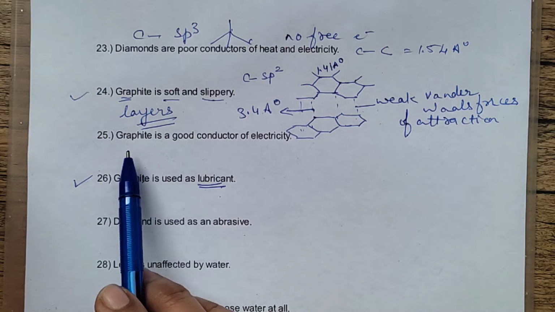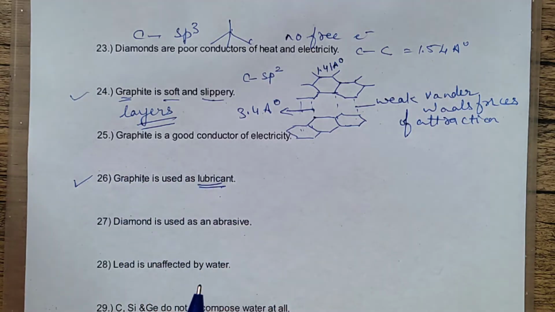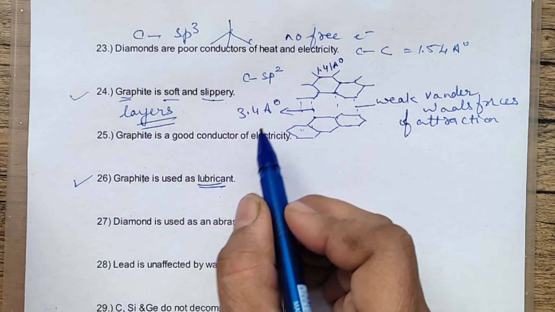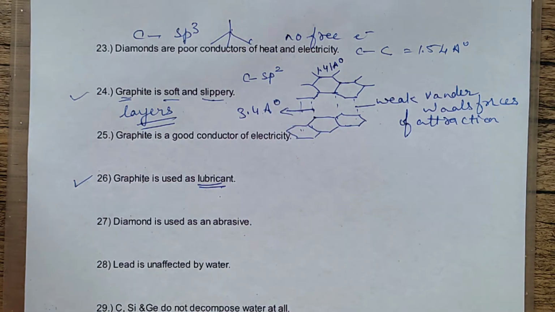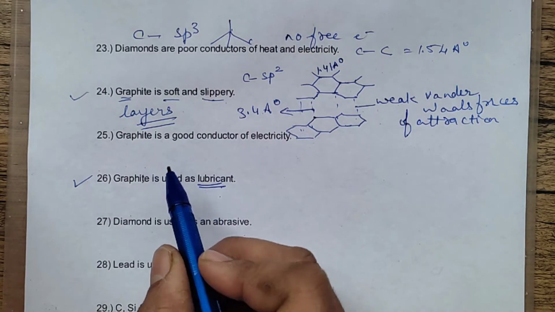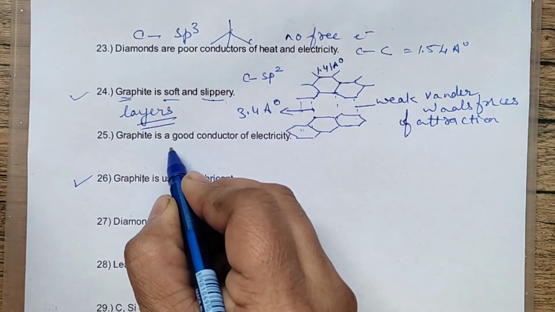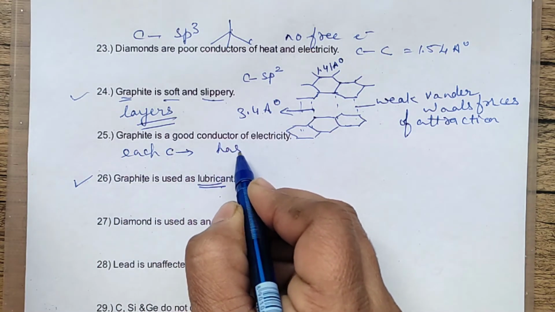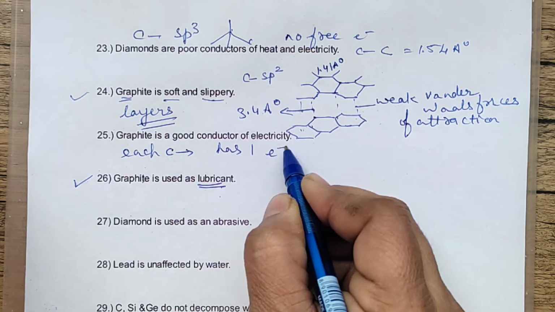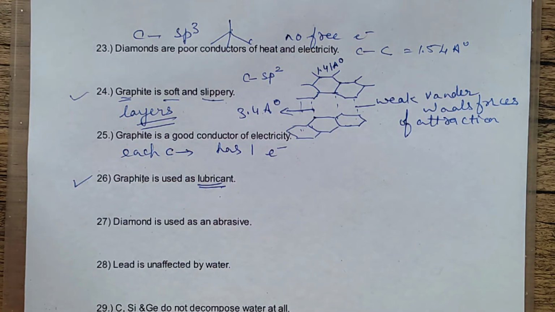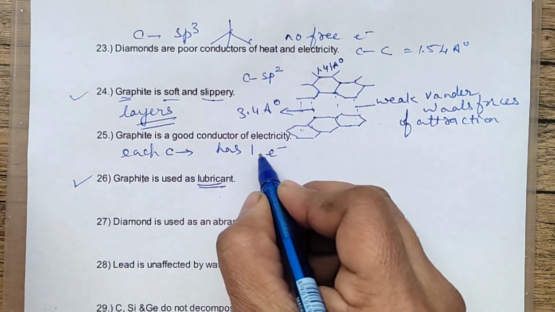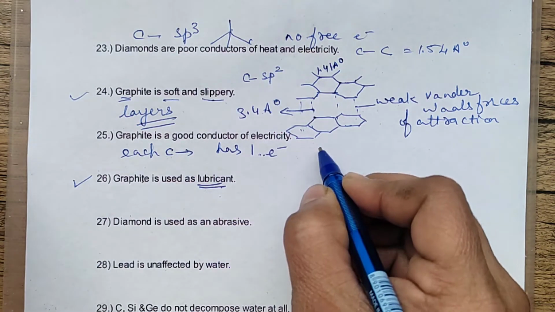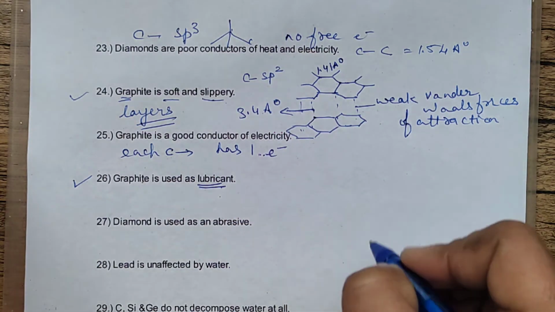The next one says graphite is a good conductor of electricity. In this we wrote just now carbon is sp2 hybridized. So the structural aspect has to be covered to answer this question. Because in sp2 hybridization, each carbon atom has one electron which has not participated in the bond formation, which has not participated in the hybridization. So it is having one free electron. So it is having the electron cloud above the plane, below the plane.